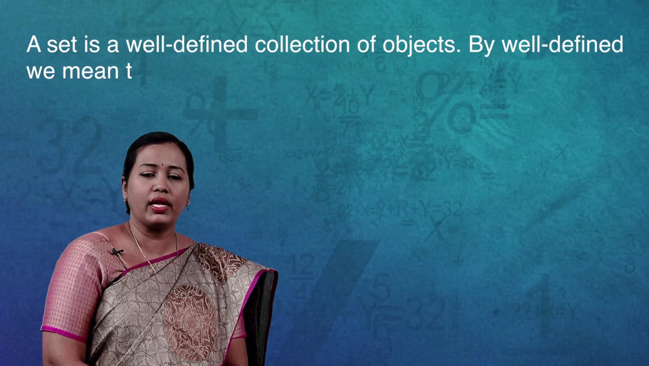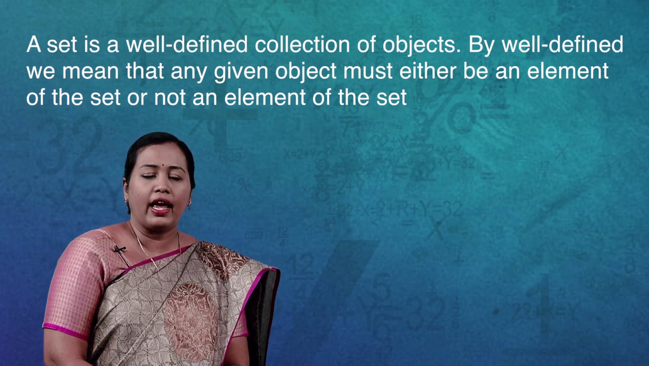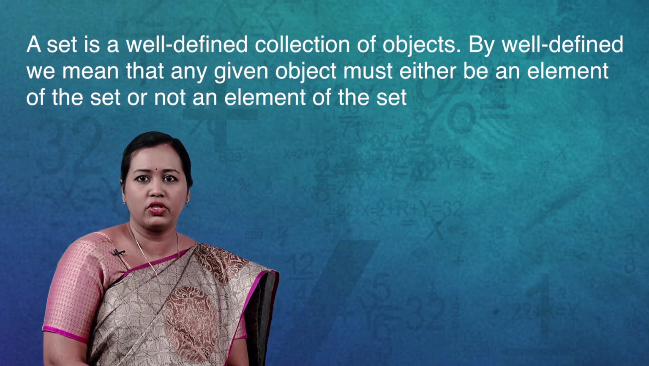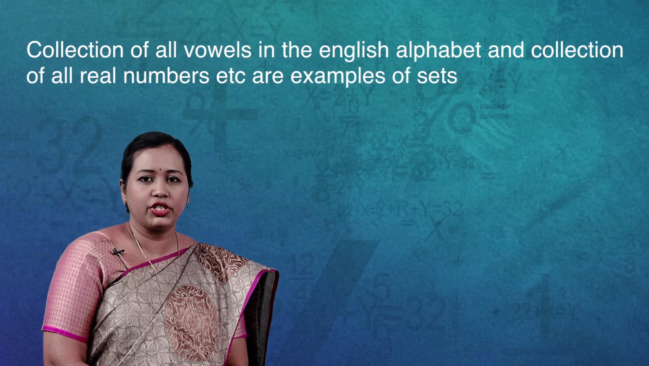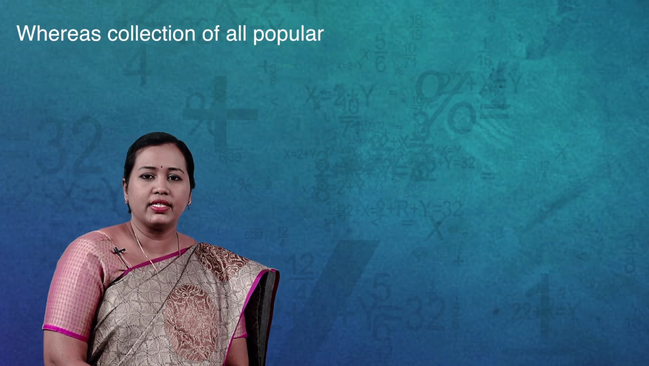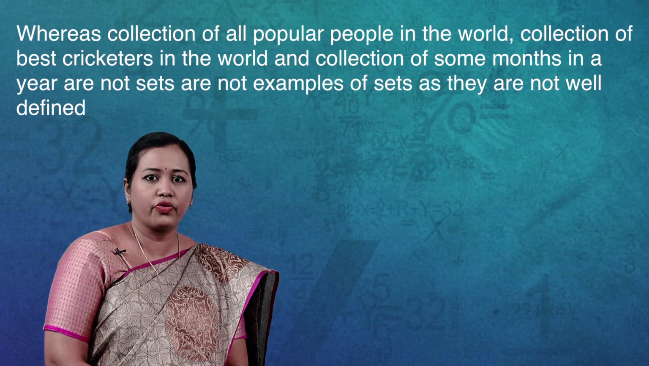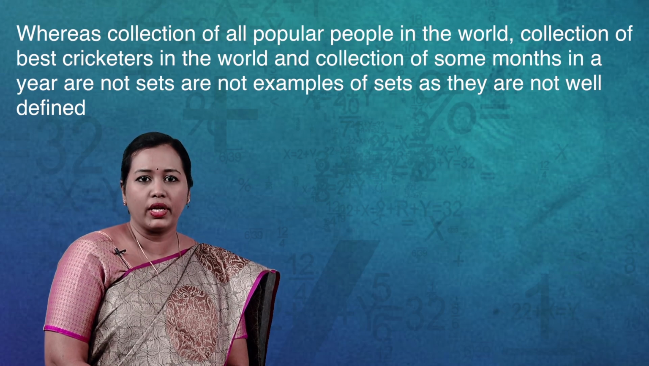A set is a well-defined collection of objects. By well-defined, we mean that any given object must either be an element of the set or not an element of the set. Collection of all vowels in the English alphabet and the collection of all real numbers, etc., are examples of sets, whereas collection of all popular people in the world, the collection of best cricketers in the world and the collection of some months in a year are not sets, as they are not well defined.